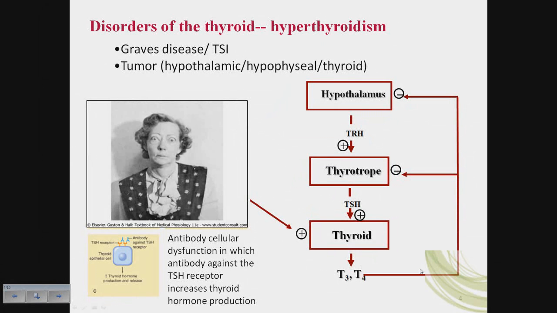And this is going to disrupt the HPT axis. Normally, the hypothalamus releases thyrotropin-releasing hormone, or TRH.